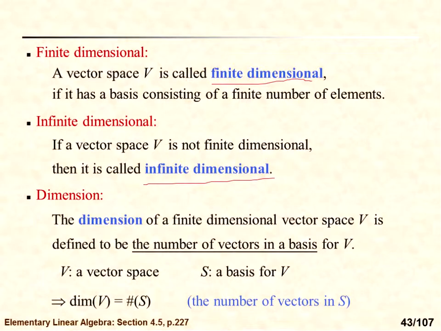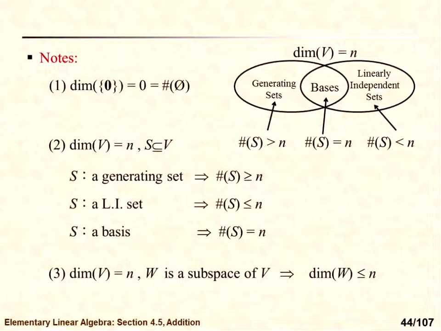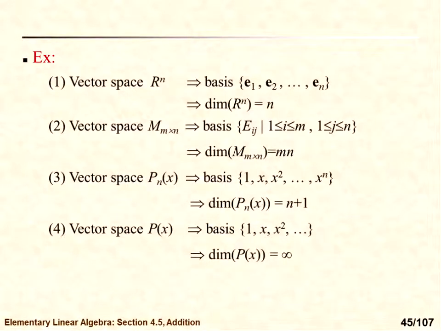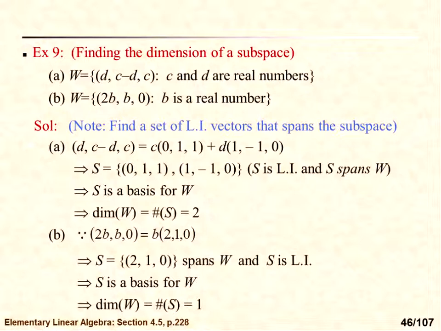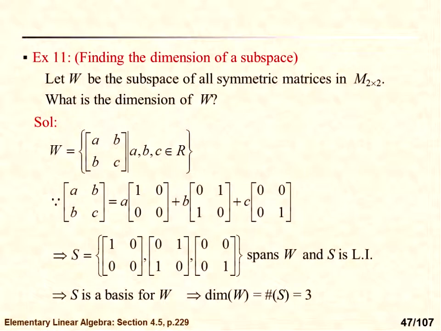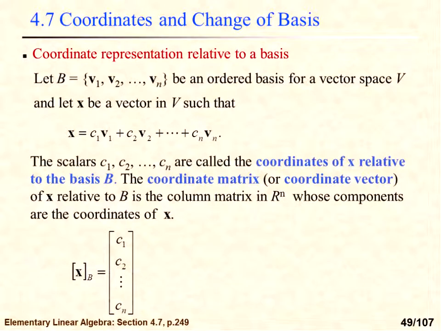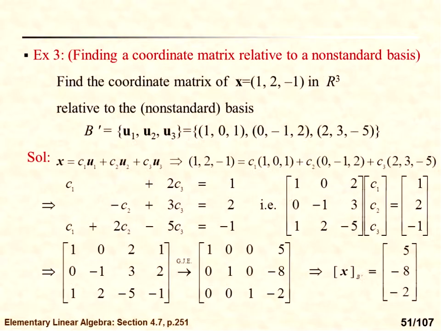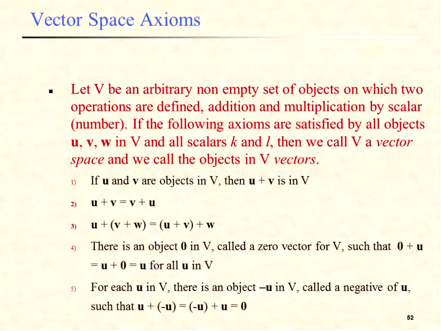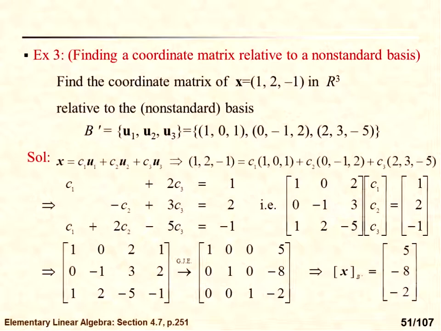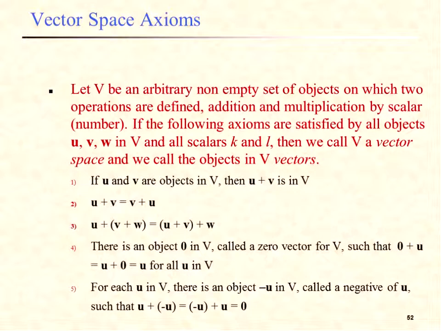And similarly, the dimension of a finite dimension vector space V is defined as the number of vectors in a basis for V. V is a vector space, S is a basis. So the dimension of V is equal to the number of elements in the basis. So these are some terminologies of basis. You will see the coordinates and change of the basis. We will check.